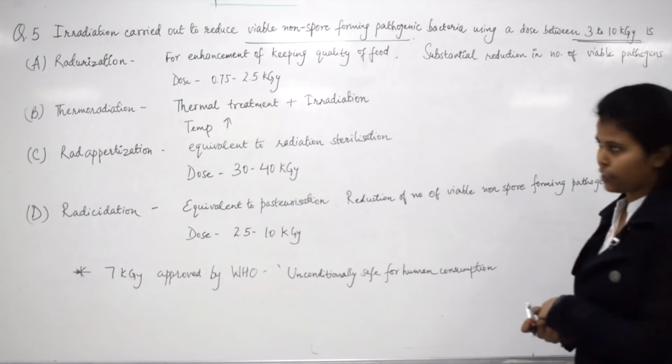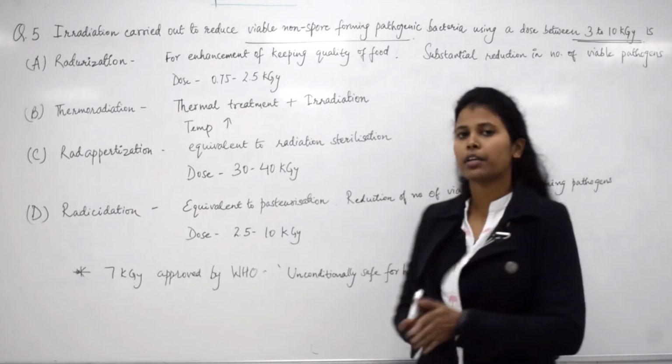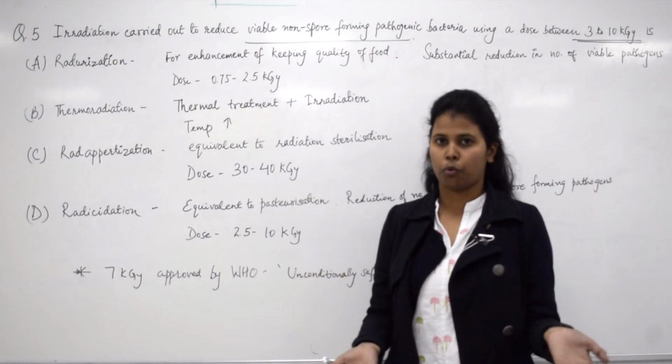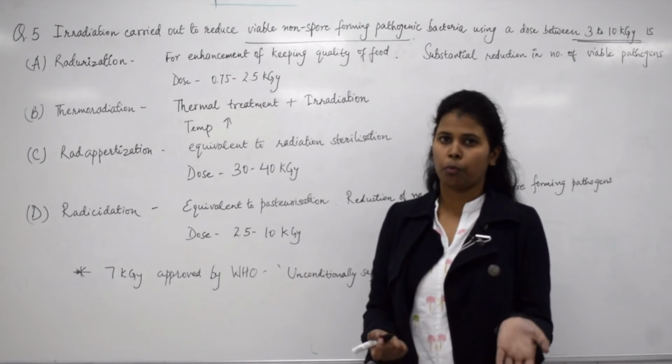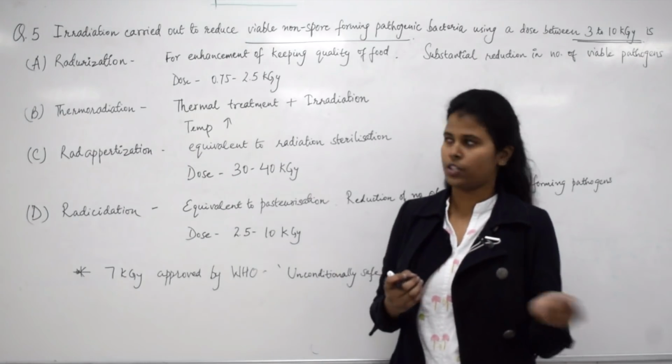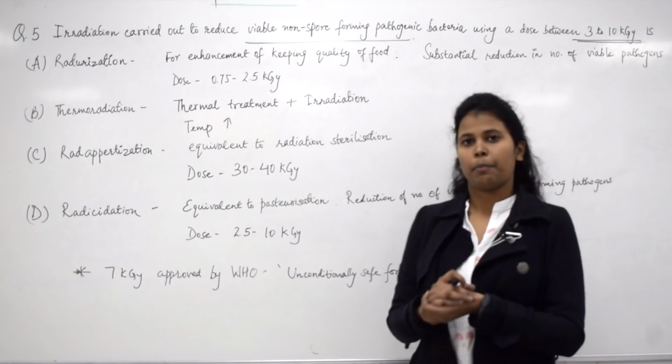Next is thermoradiation. Thermoradiation is a simple treatment in which we are giving heat treatment as well as irradiation to the food product. That increases the temperature of the food product. So we can use different combinations of temperature and irradiation dosages. Option C is radappertization.